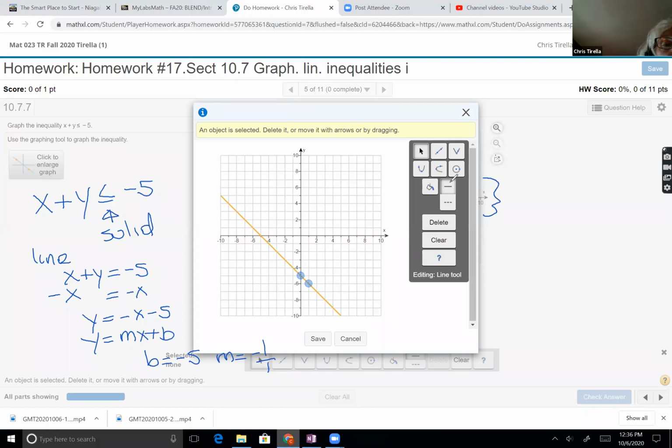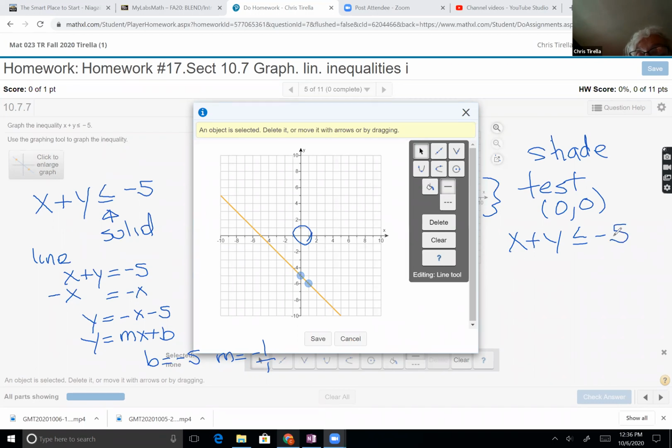Now, I've got to do a little bit more work. I have to decide where to shade. In order to decide where to shade, I'm going to pick a test point. My favorite point is 0, 0 if it works. And I go to the original: x plus y is less than or equal to -5. x is 0, y is 0. And is 0 less than or equal to -5?